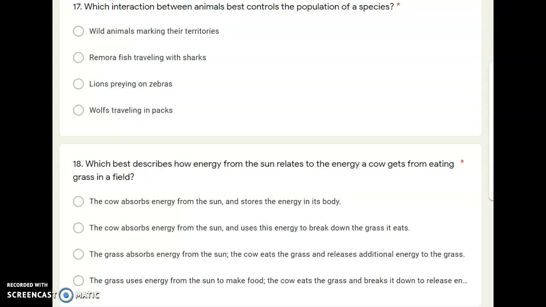Number 18, which best describes how energy from the sun relates to the energy a cow gets from eating grass in a field? Choice 1, the cow absorbs energy from the sun and stores the energy in its body. Choice 2, the cow absorbs energy from the sun and uses this energy to break down the grass it eats. Choice 3, the grass absorbs energy from the sun, the cow eats the grass and releases additional energy to the grass. Choice 4, the grass uses energy from the sun to make food, the cow eats the grass and breaks it down to release energy.